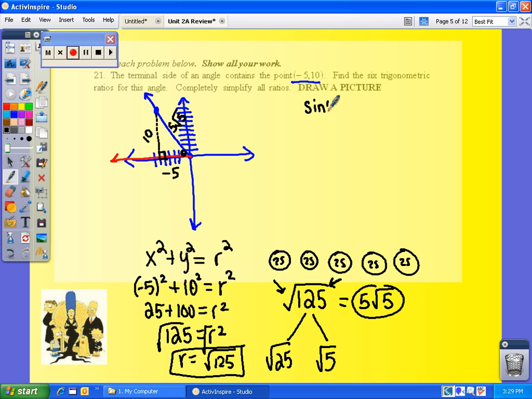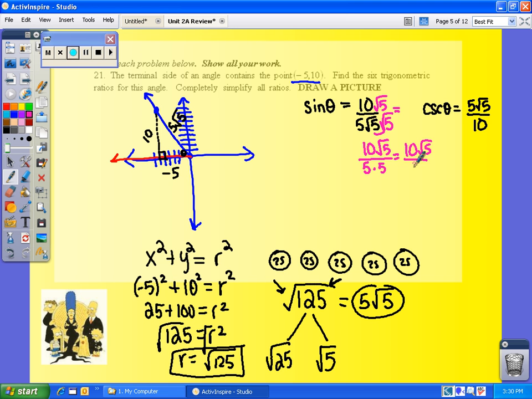So the sine is going to be opposite over hypotenuse. And before I rationalize, I'm going to go right to my cosecant, which is hypotenuse over opposite. You can't have a radical in the bottom, so we're going to multiply both the top and bottom by square root of 5. That leaves us with 10 square root of 5 on the top, and 5 times 5, because remember this is 5, on the bottom. So we're left with 10 square root of 5 over 25.